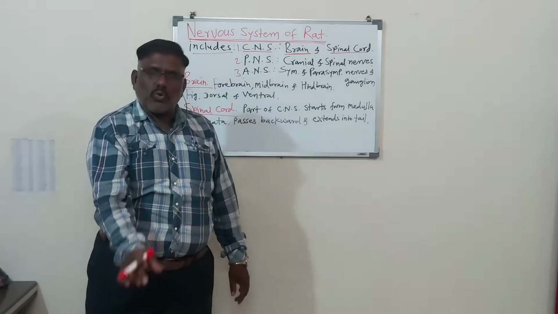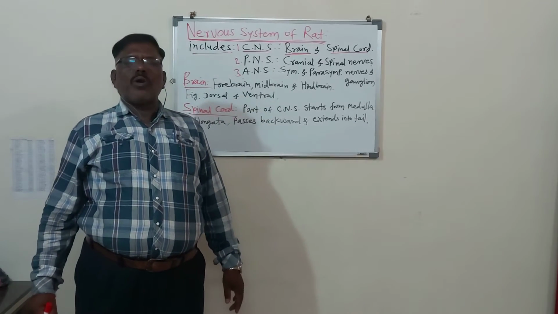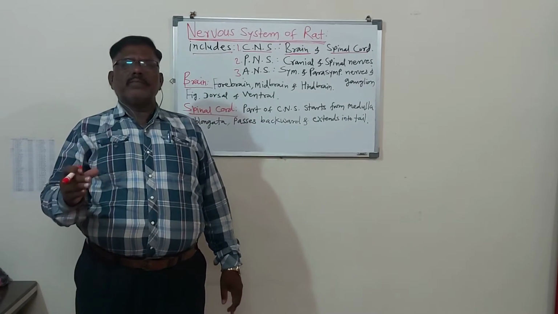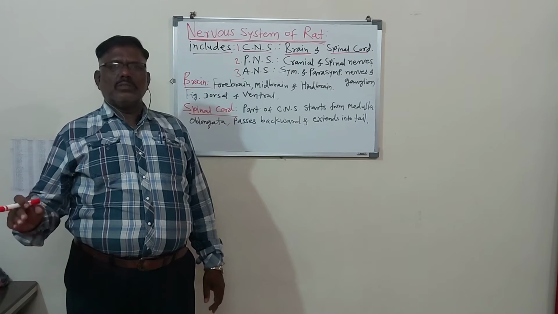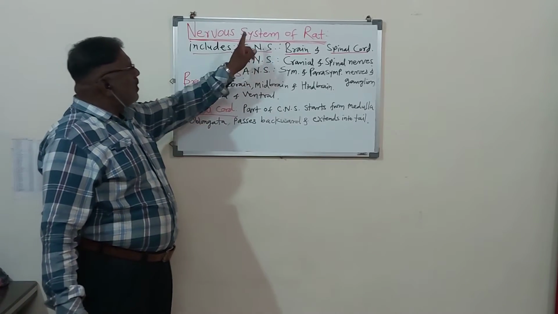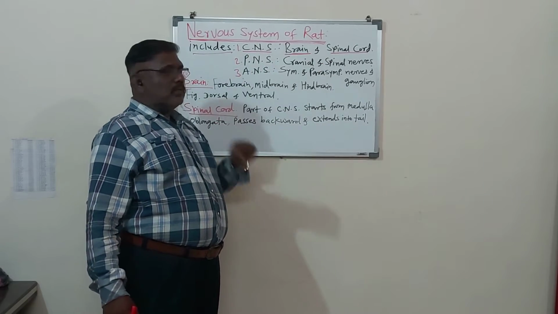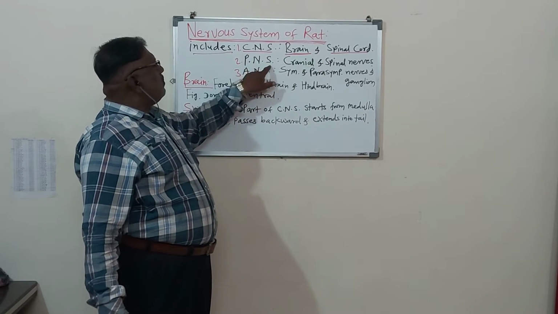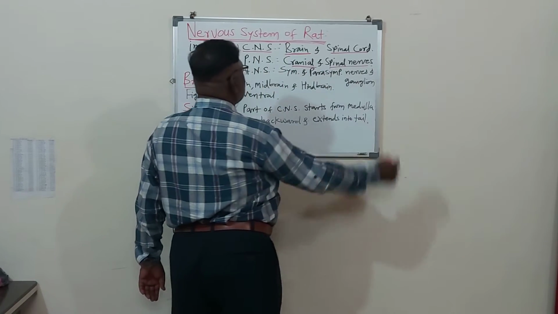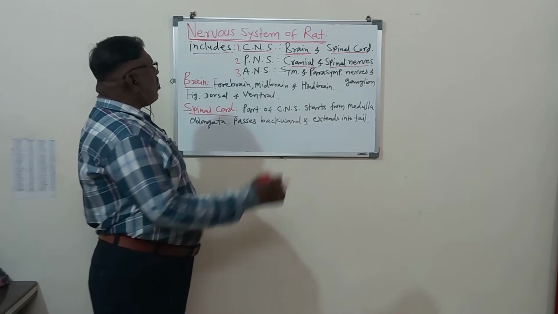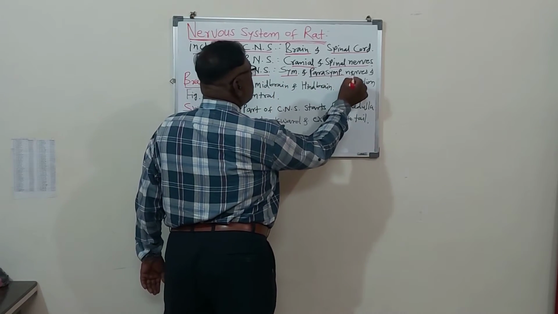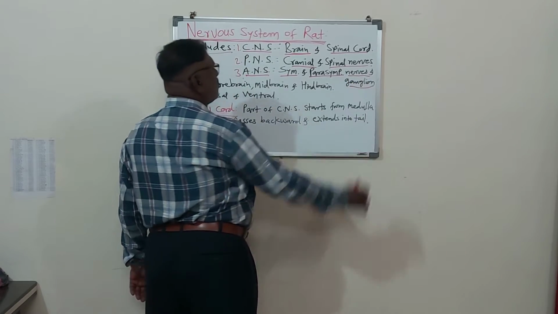The spinal cord, which lies inside the vertebral column, is a part that extends from the brain and runs backwards towards the tail side. So the central nervous system includes the brain and spinal cord. The peripheral nervous system includes the cranial nerves and spinal nerves. The autonomous nervous system includes the sympathetic and parasympathetic nerves and ganglia.